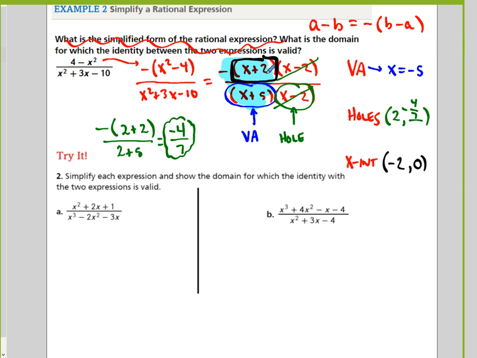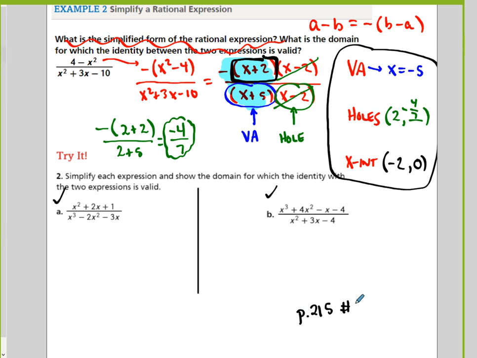So these are the 3 things that you're going to be asked to find in the 2 Try It problems, A and B, and on the homework, which is page 215, number 17 to 22, but you can skip number 20. So go ahead and watch the 2 videos that go with Try It 2A and 2B, take notes on it, and then complete this assignment for tomorrow.